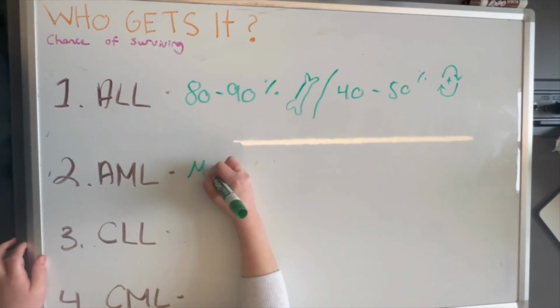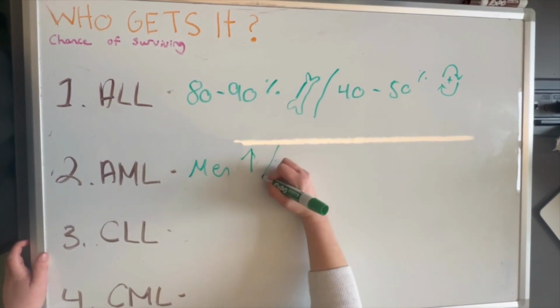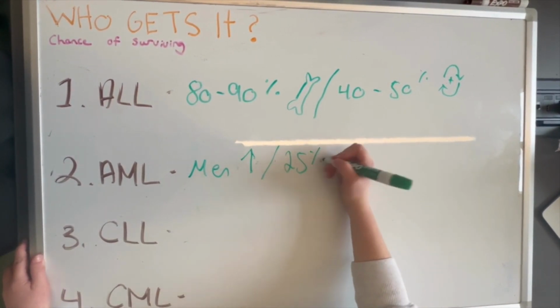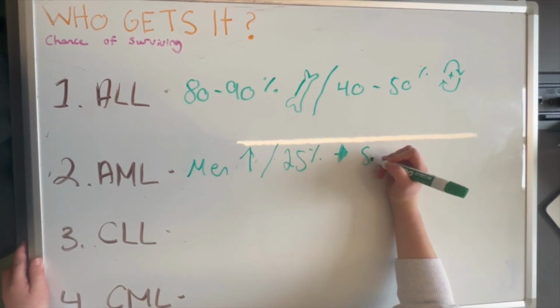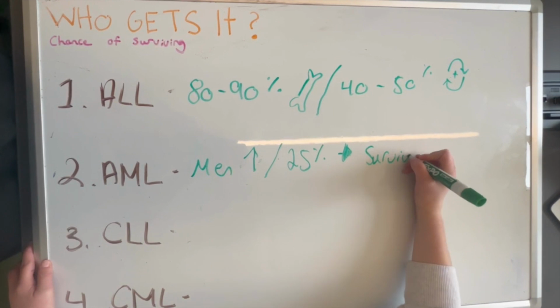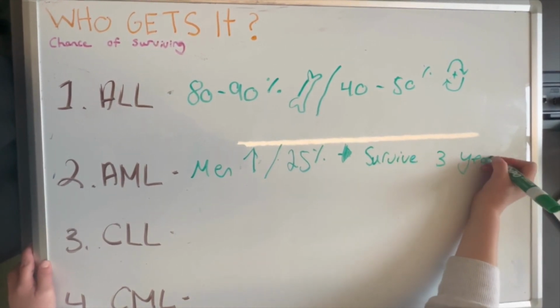AML, men have a higher likelihood of developing it compared to women. Previous chemo and radiation raise AML risk. Radiation exposure is also a factor. Over 25% of adults with AML, about 45% in complete remission, may survive 3 or more years and possibly be cured.